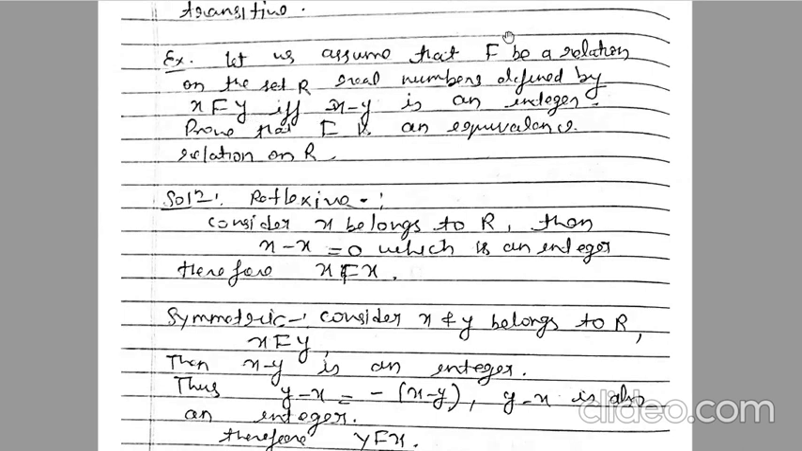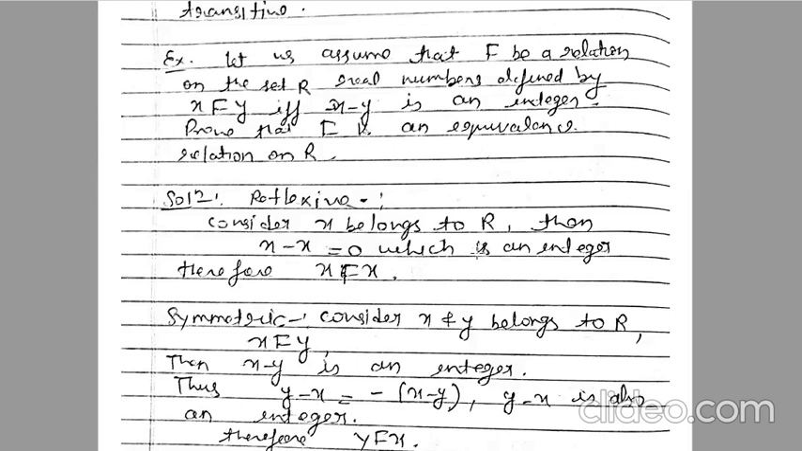This type of relation is given if and only if, iff means if and only if, x minus y is an integer. So x and y belong to R, and in the relation x minus y is an integer. That means the condition is that x minus y must also be an integer, right? So prove that F is an equivalence relation on R.